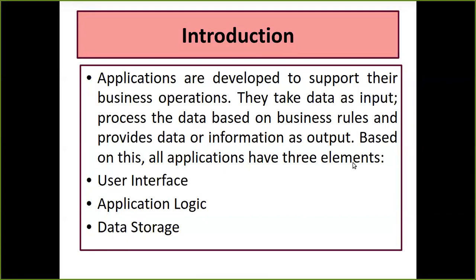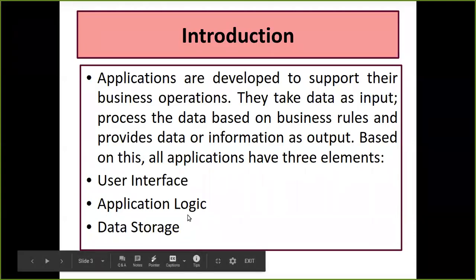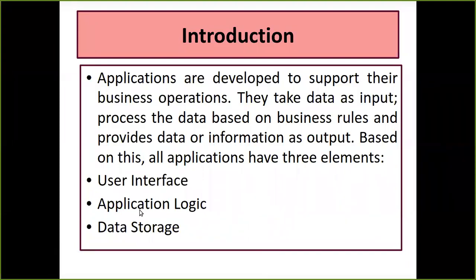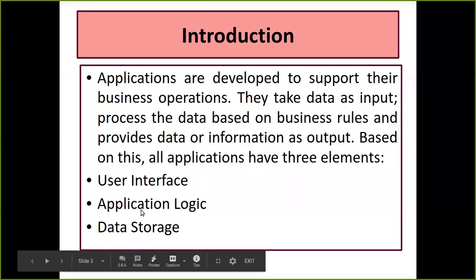Fine. So whenever we talk about applications, an application is going to have 3 elements. First is your user interface. Then we have an application logic. I told you what you mean by application logic. It is also known as business rules or business logic. And third is your data storage, which can be your database.